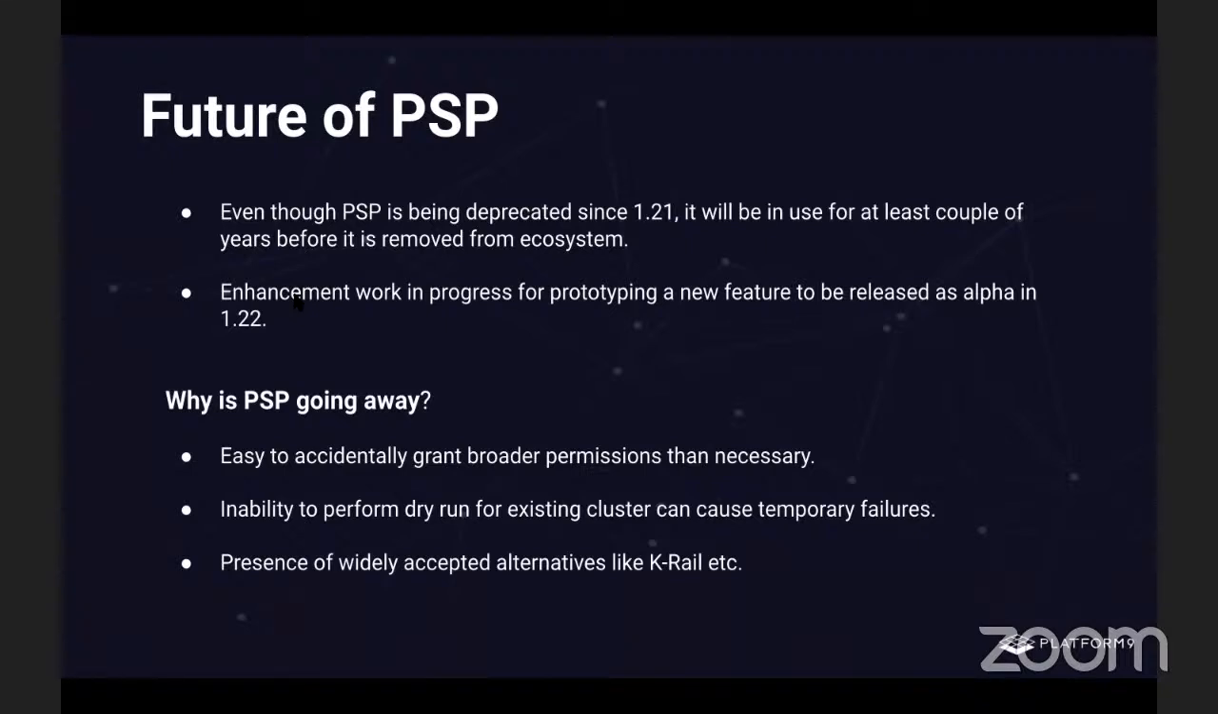And also there are widely accepted alternatives like K-Rail. We haven't personally used them, but there is a very strong community of third-party security policies, which you can take a look at and involve in the system. Even though PSPs are going away, the new draft is on the same lines. They're just going to simplify the PSPs. So it gives you a bit more understanding of what the security policies are, and it's always a good point to start looking at the security context of Kubernetes.